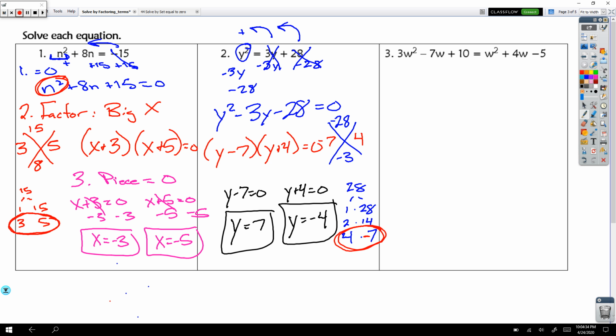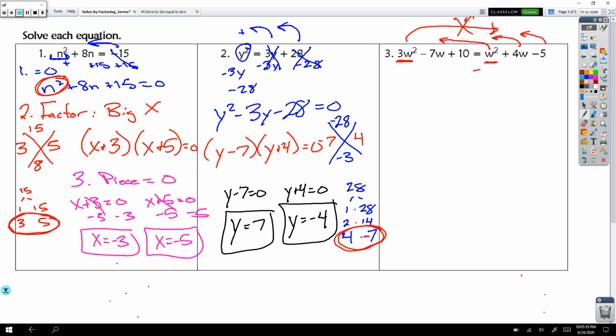Alright, now the last one is the trickiest. We have to move everything to one side. And we need to first figure out which side's going to be positive. So in this problem, I have a squared term and a squared term. Now, if I subtract this 3y squared to the right, that's going to make the squared term negative. So I don't want to do that. But if I move the w squared to the left, that would leave it positive when I do my subtracting. So we're going to move everything to the left.